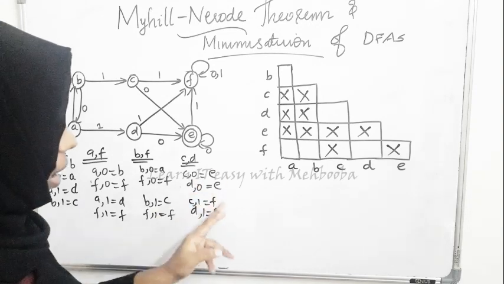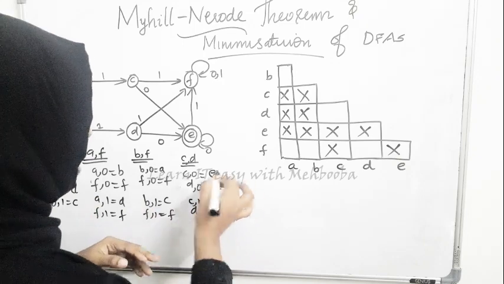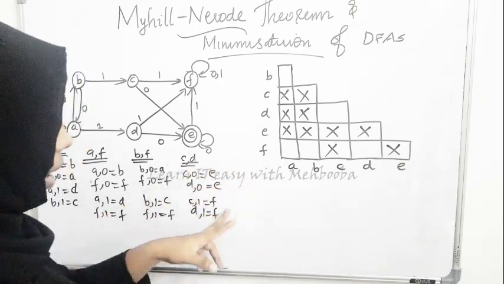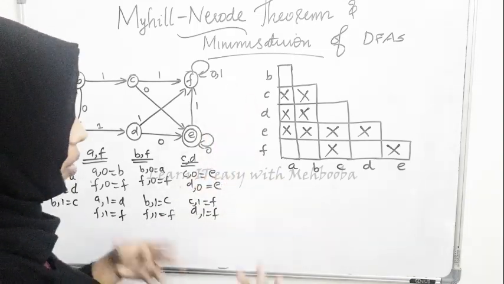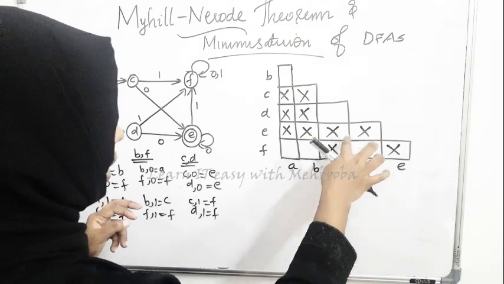Now anywhere EE or FF pair are not here. So these states are definitely going to be the same. They are indistinguishable, so keep them as it is. You can't mark it anyway because EE or FF are not even there in the table. So you can't mark it. Now, CD has been checked.